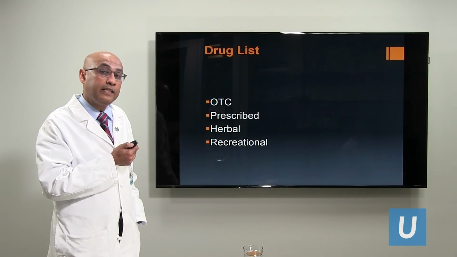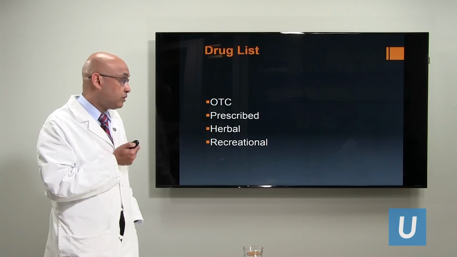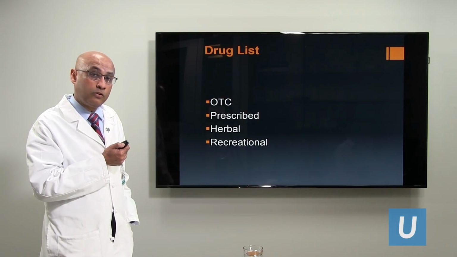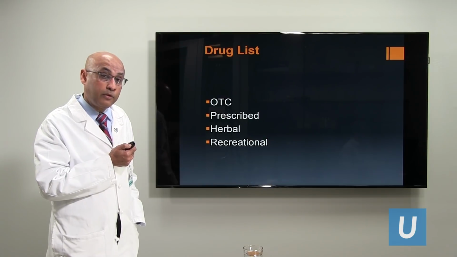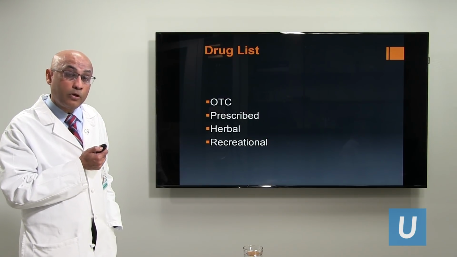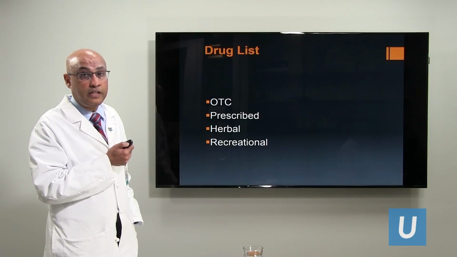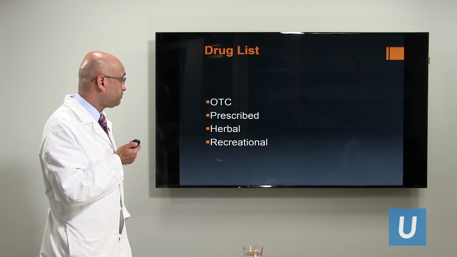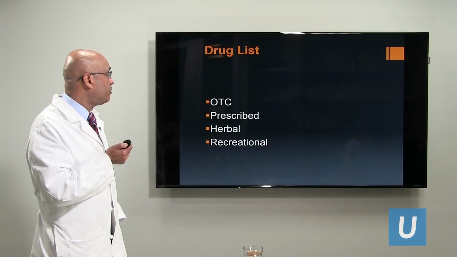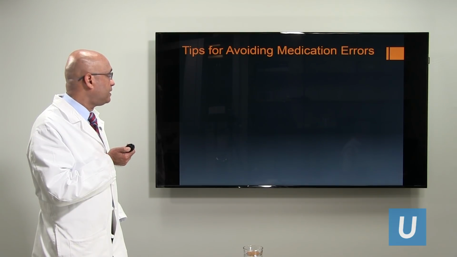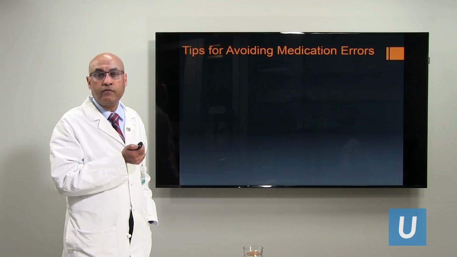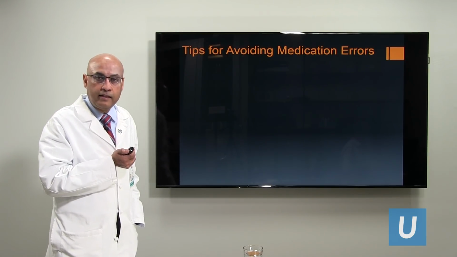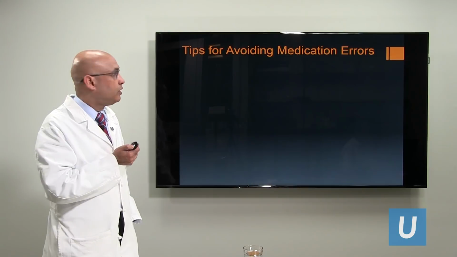So once again, these are substances that you should list on your list of medications or drugs that you're taking, and your healthcare provider should know about these, because number one, they can be toxic, but also they can interact with other medications that you're taking. In fact, like I said, medication errors are actually quite frequent, and there are some tips that we can follow to avoid this.